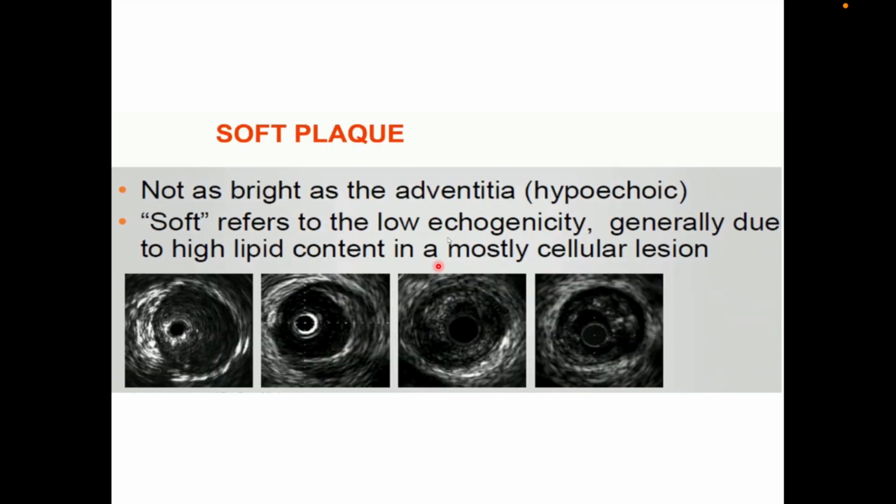So you get different types of plaque. You get a soft plaque, and soft plaque has a brightness which is not as bright as the adventitia. When it comes to brightness, you always compare with the adventitial brightness, which is outside. The adventitia is all collagen. So this, you see, is less bright as compared to adventitia, and this is soft plaque.